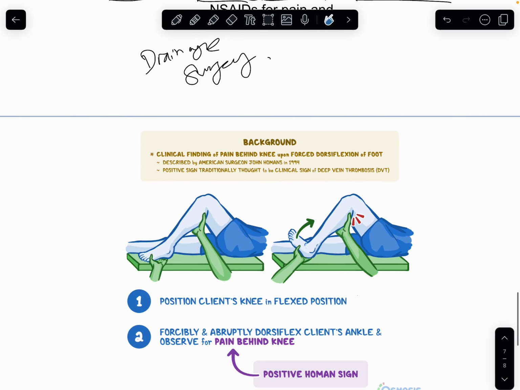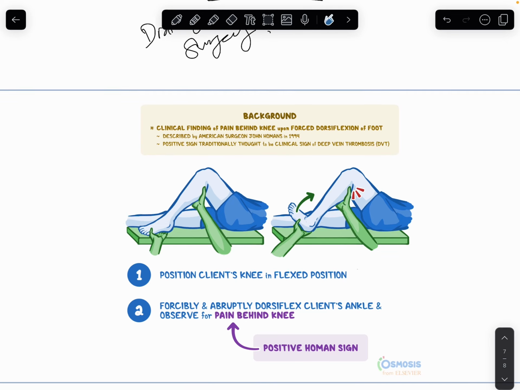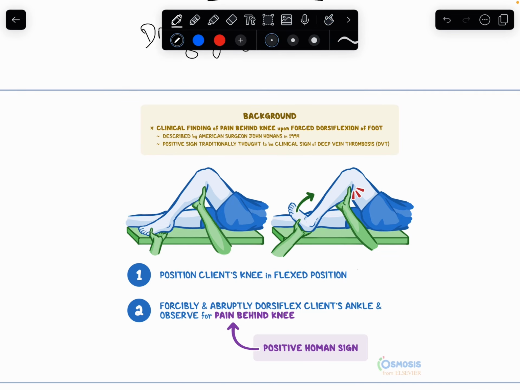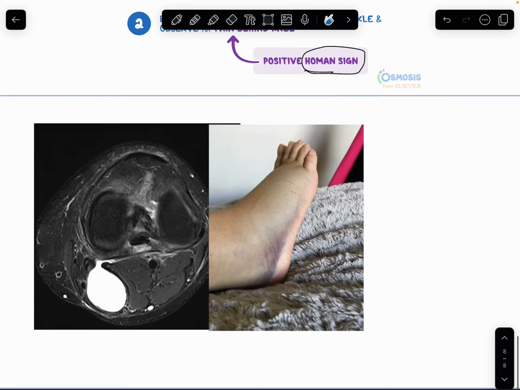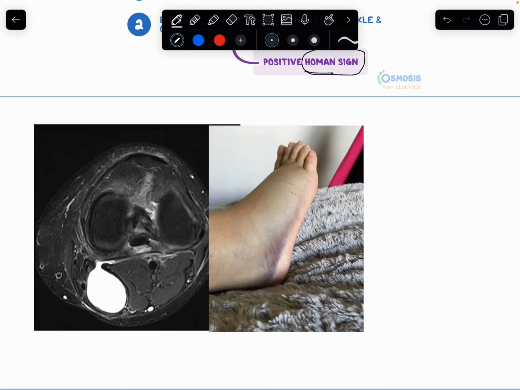This photo is from Osmosis. It shows how to demonstrate the positive Homan sign. What you have to do is flex the knee a little bit, and abruptly dorsiflex the ankle. Not plantar flexion, you have to dorsiflex the ankle. This will cause pain in the joint space region and sometimes in the calf region. This is called Homan sign, which suggests the presence of a popliteal cyst.